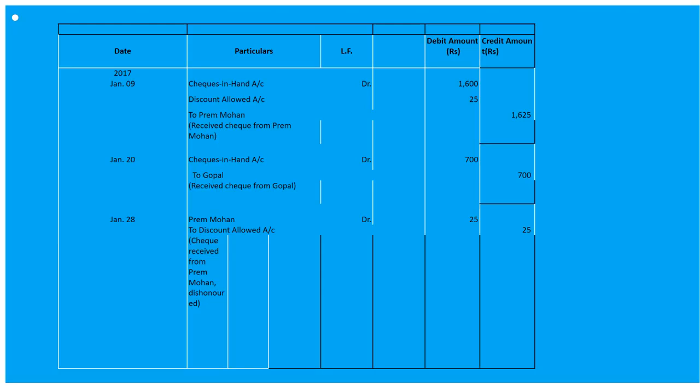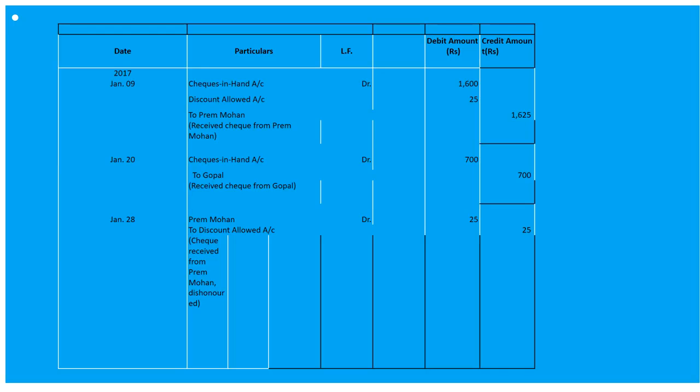Now next one is on Jan 28th, Prem Mohan, bank notified that Prem Mohan's check was dishonored. So Prem Mohan account debited to discount allowed, because the dishonor entry we have already done in the cash book. Fine. So here we'll do the entry of discount allowed. So that will be 25 rupees, and check received from Prem Mohan dishonored. Understood? So these types of entries we will have to record in journal proper, or as we can see, we can record it in working notes. Fine.